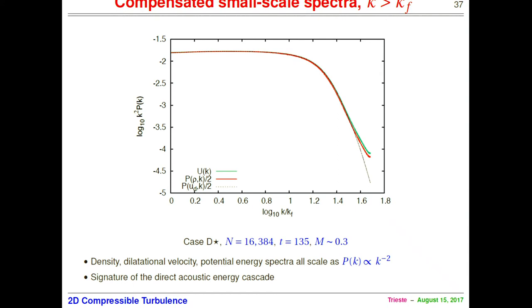For example, here we see spectra of potential energy, of density, and of the dilatational component of the velocity. They lie on top of each other, and this is due to equipartition of acoustic and potential energy in this case. Dilatational kinetic energy, okay.